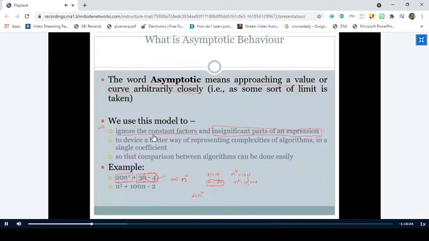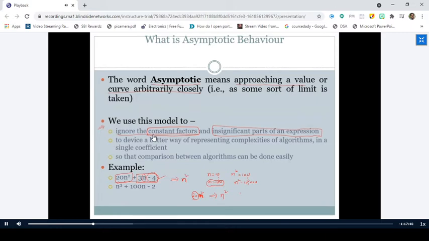Here the asymptotic notation says that we can ignore the constant factors also. So what is the constant part in 20n square? 20. Therefore we can ignore it and the final result we get is n square. Is it right or not?